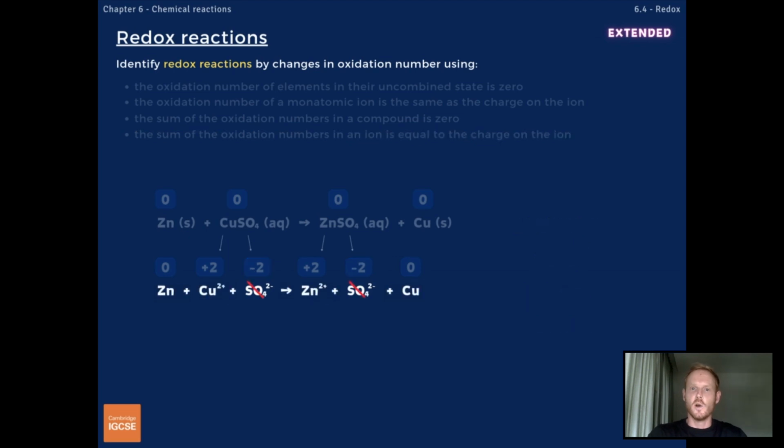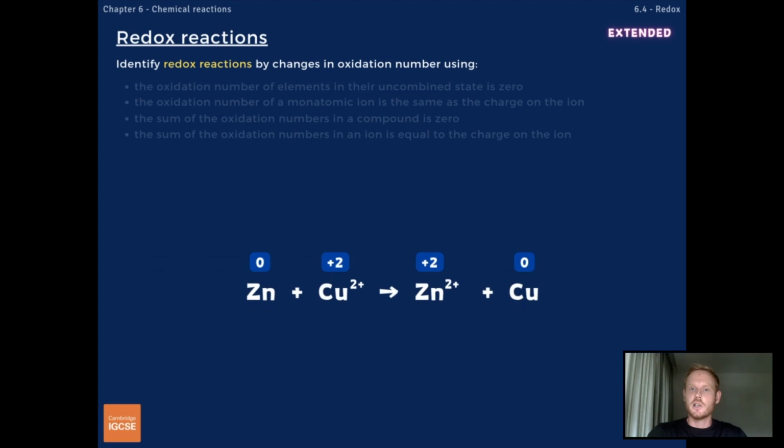Now, when writing ionic equations, we eliminate any spectator ions, leaving only those changed by the reaction. So the sulfate ions get cancelled out, leaving Zn plus Cu2+ forms Zn2+ plus Cu. Now we can work out whether or not the reaction is a redox reaction. This reaction is a redox reaction because the oxidation number of zinc increases from 0 to +2, so zinc is oxidized, and the oxidation number of copper decreases from +2 to 0, which is reduction.